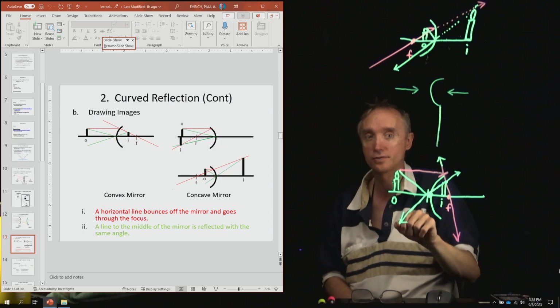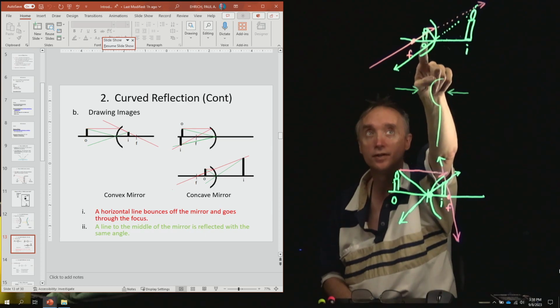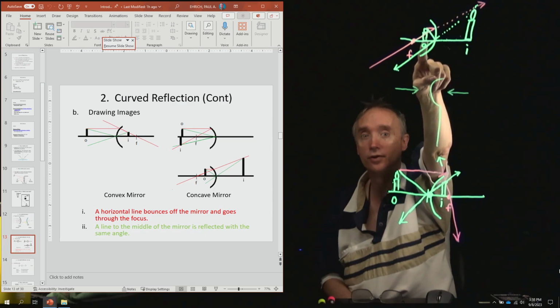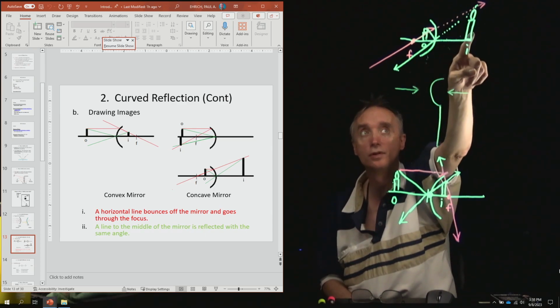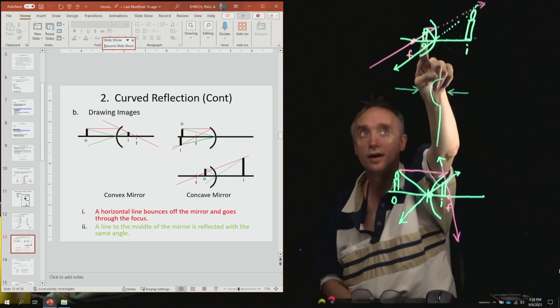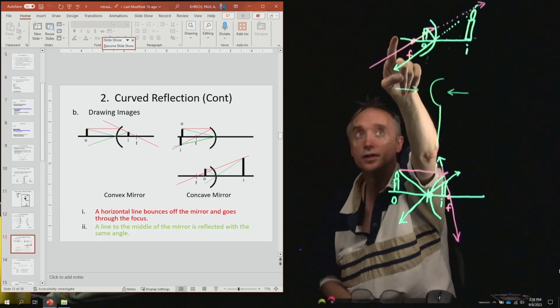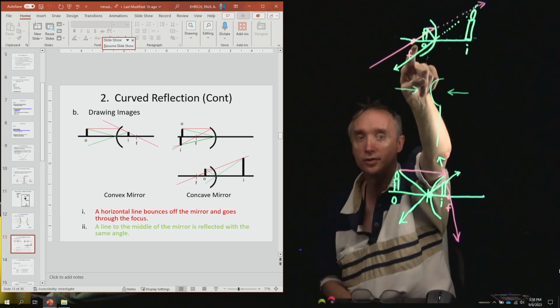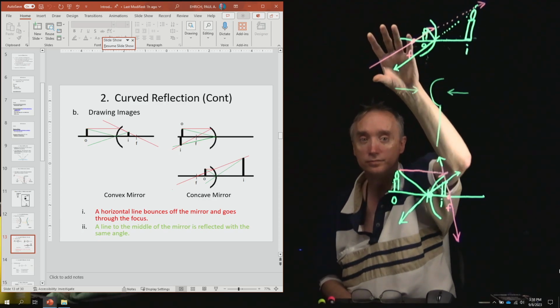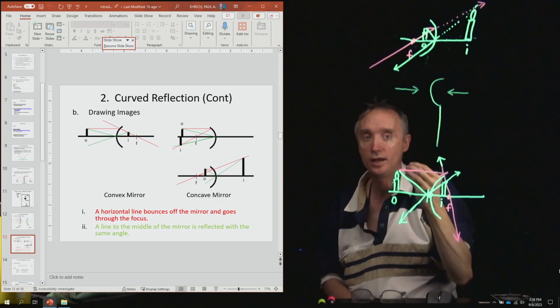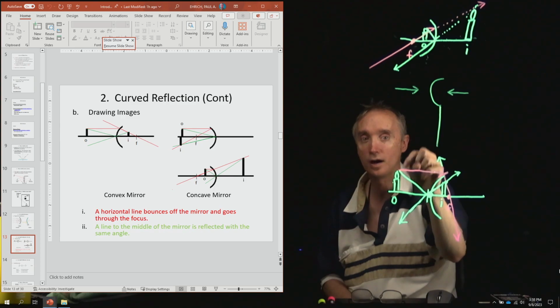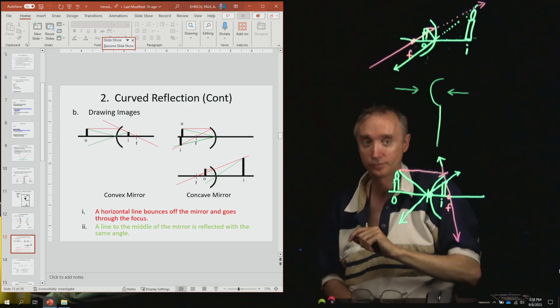Outside the focus. So when the object was inside the focus, the image was large and right side up. But this time, the object is over here. It's outside the focus. And so when we do our lines, we end up with an image. Notice the image is upside down.